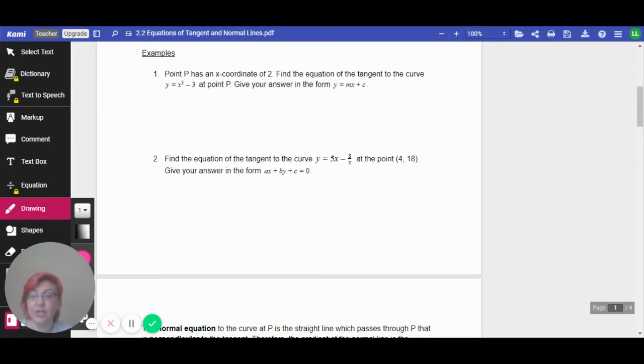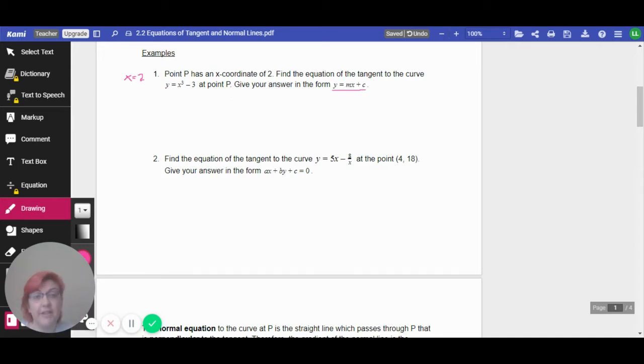Okay, let's take a look at some examples. Point P has an x-coordinate of 2. I'm going to write that down: x equals 2. Find the equation of the tangent to the curve y equals x cubed minus 3 at point P. Give your answer in the form y equals mx plus c. So they're asking us for gradient intercept form. So here's what we're going to do.